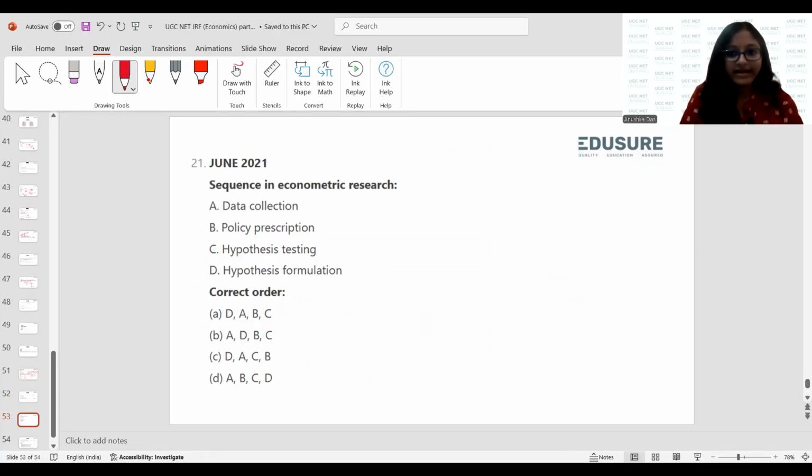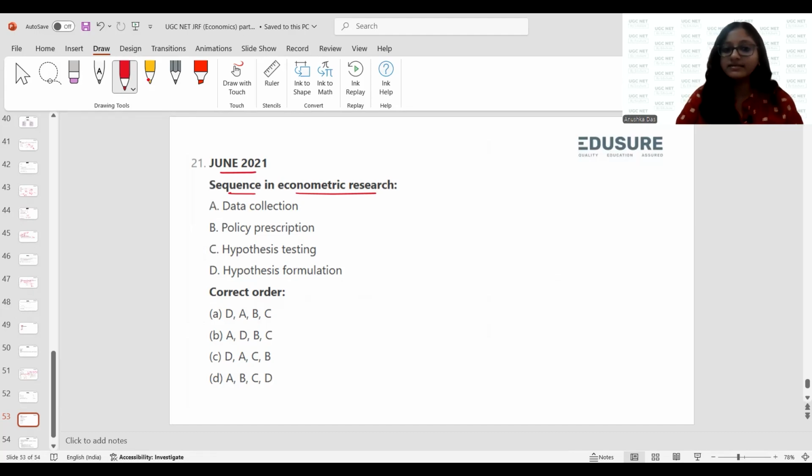And I think this is the final question. We'll solve this and then we'll stop for today. So June 2021 paper, sequence in econometric research. What will be the sequence? Data collection, policy prescription, hypothesis testing, hypothesis formulation.